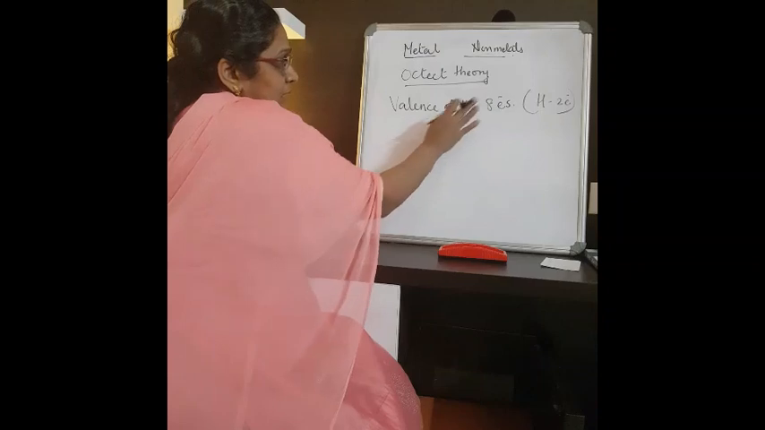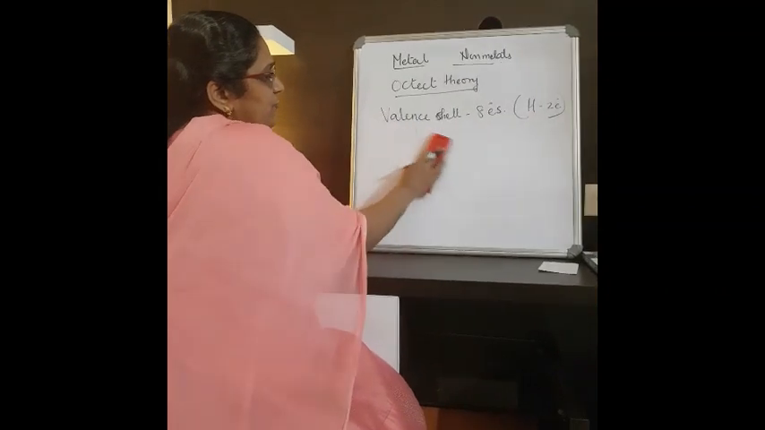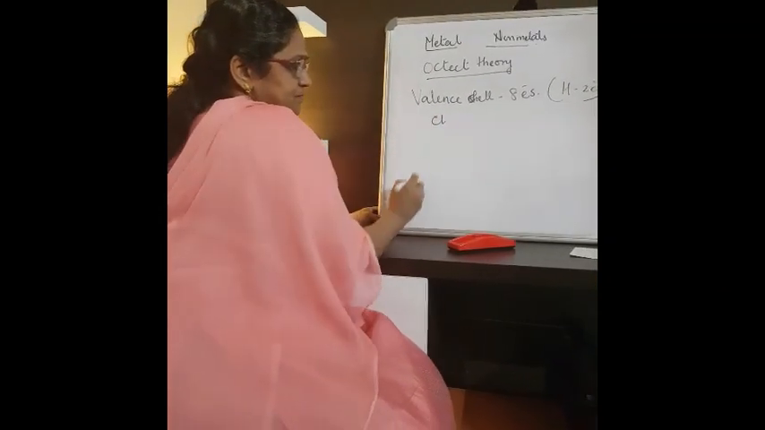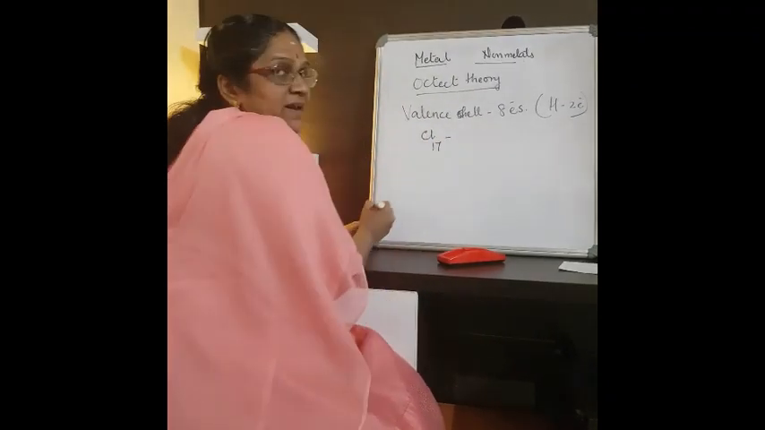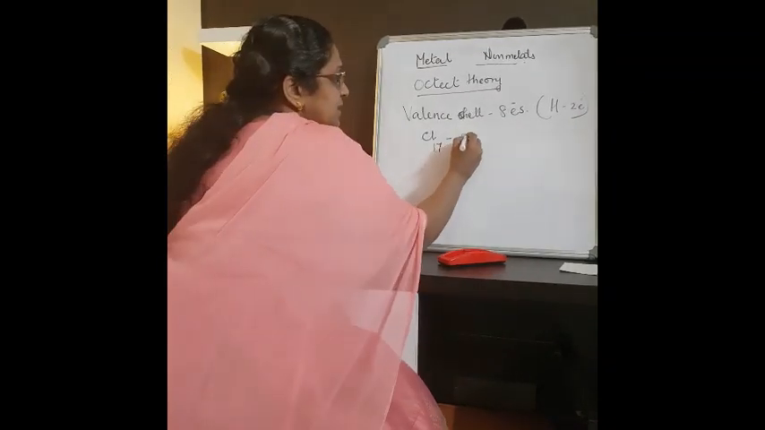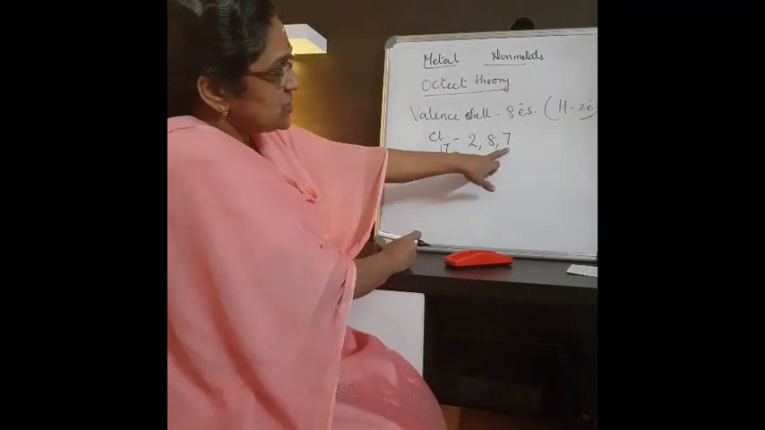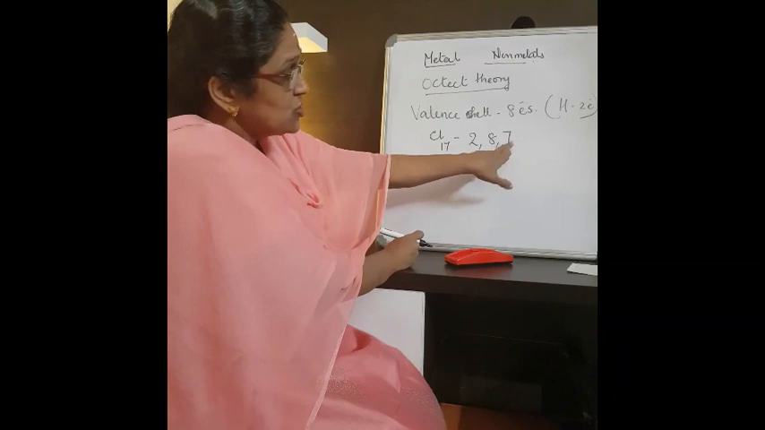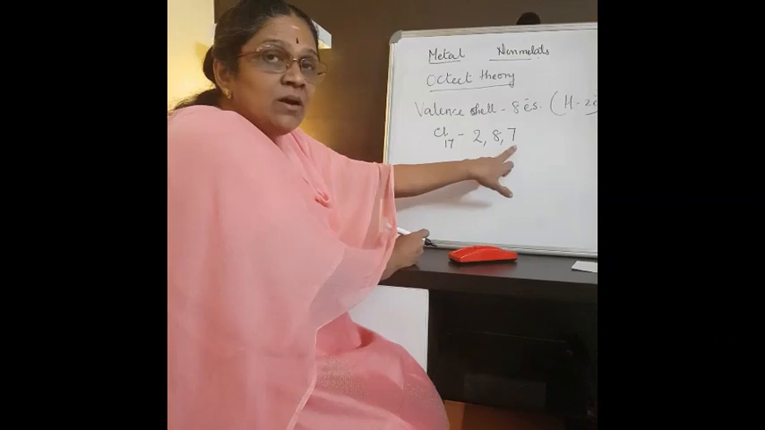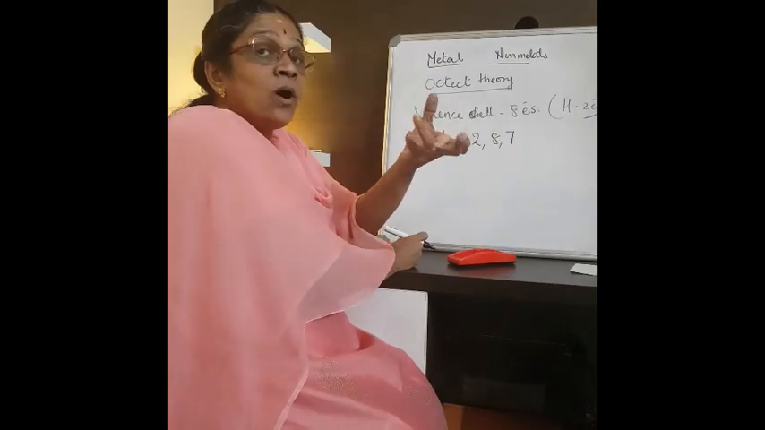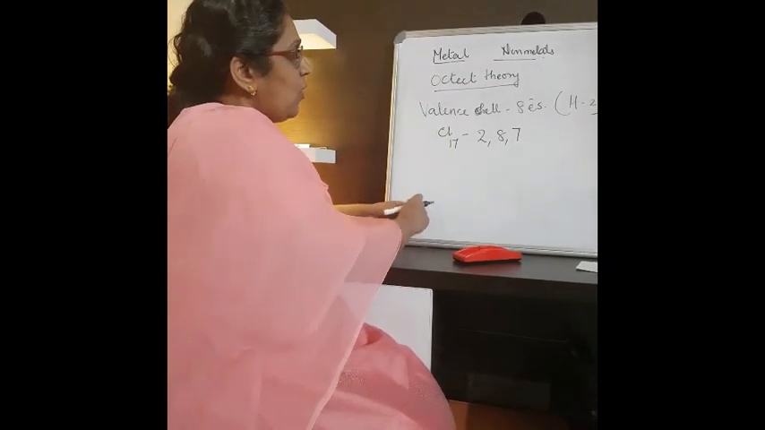For example, if you take chlorine, it has atomic number 17. Now you know how to write the electronic configuration, which you studied in 9th standard. That is K shell 2, L shell 8 and M shell 7. In the outermost shell, which you call the valence shell, there are only 7 electrons. So is this stable? No. It wants one more electron to gain the octet, or 8 electrons. This is a non-metal.